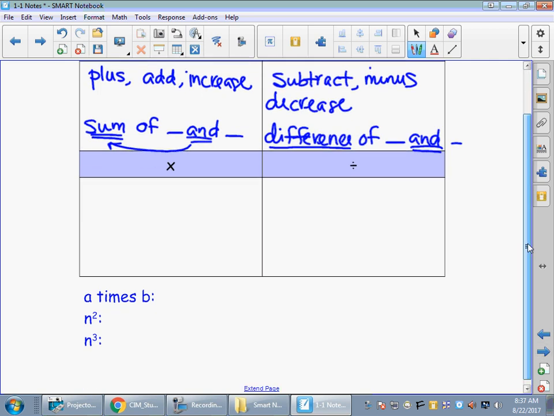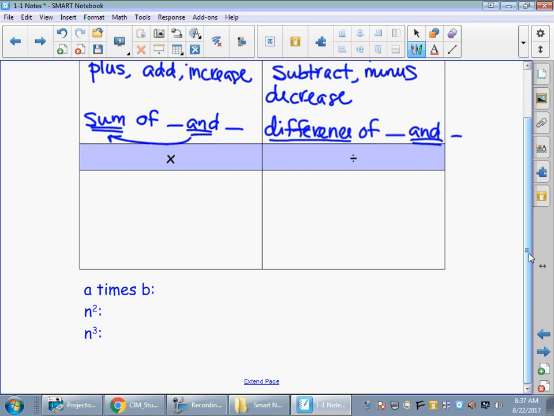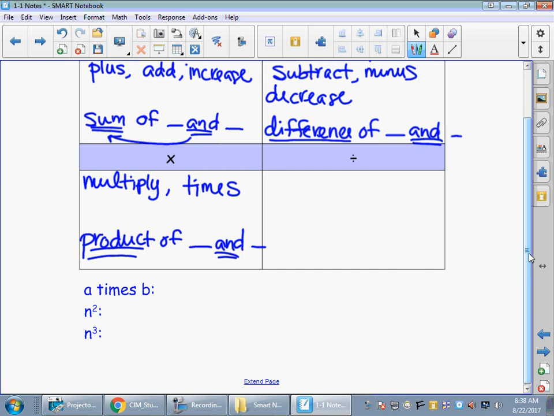All right, this little X, or this cross here, is multiplication. So multiply, times. I think it's really any variation of multiplication there. And then the answer to a multiplication problem is product. So the product of some number and some other number. Again, there's that "and" showing up. It has to go with product.